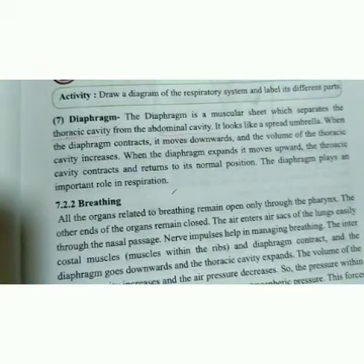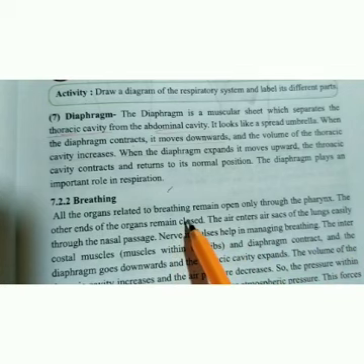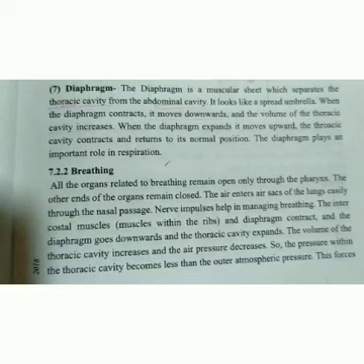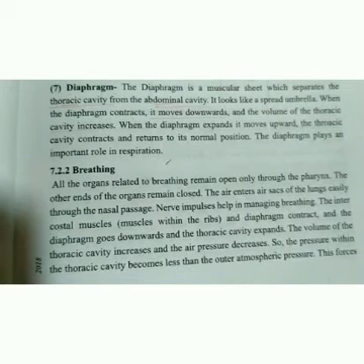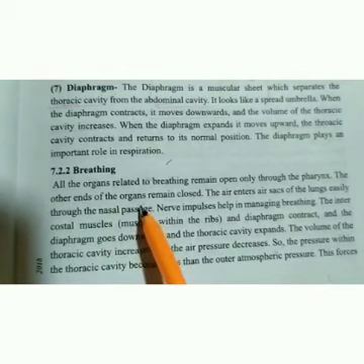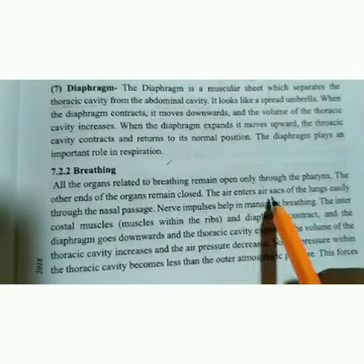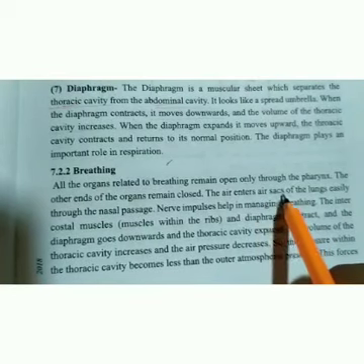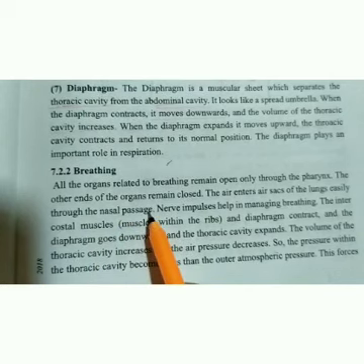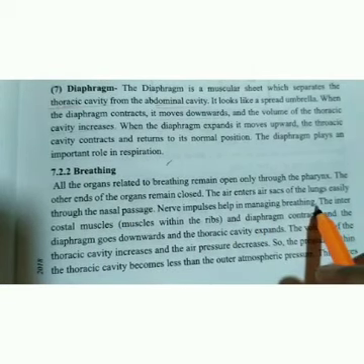All the organs related to breathing remain open through the pharynx. The other ends of the organ remain closed. The air enters the air sacs of the lungs easily through the nasal passages. Nerve impulse helps in maintaining breathing.